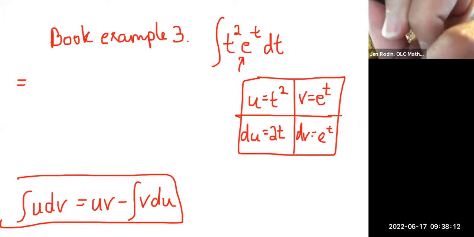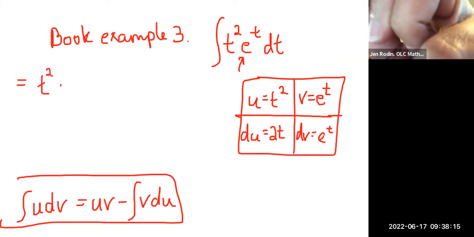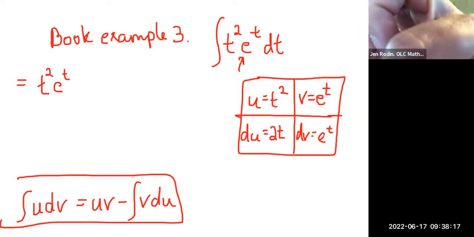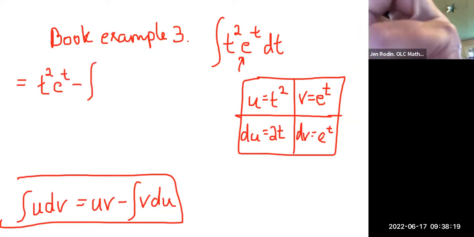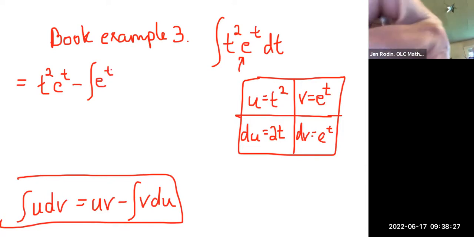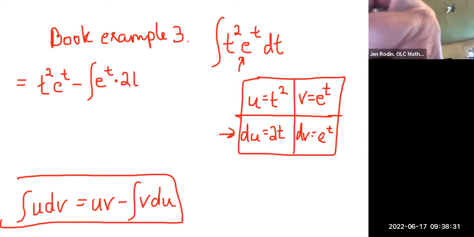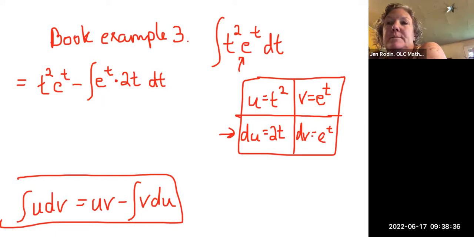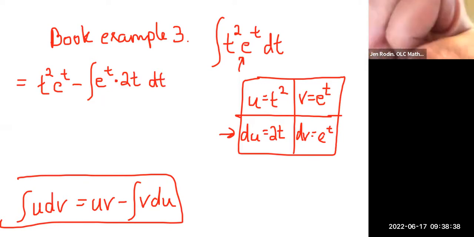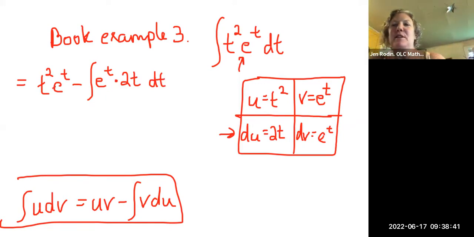And then we could go, okay, it's going to be t squared e to the t minus the integral of e to the t times du, which is this. So if you don't want to forget that du, don't forget the du, because that's going to mess it up. That's not a final answer now.